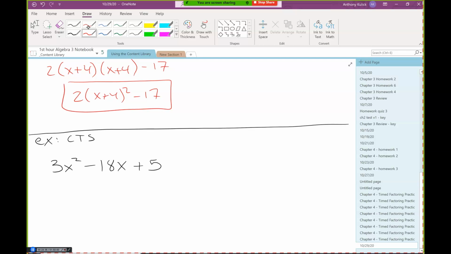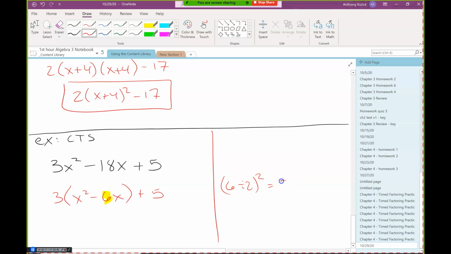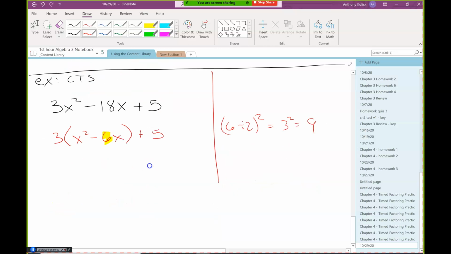Okay, first thing I need to do is I need to factor that 3 off of just the pieces that have x attached to them. We good there? Right, that's our first step. Then we're going to look at the 6. So 6 divided by 2 squared is 3 squared, or 9. So I'm going to put a plus 9 and minus 9 inside the parentheses. Again, it's okay to do that because I'm really not doing anything, right? Adding 9 and then subtracting it right away is the same thing as just adding 0, and I haven't done anything.